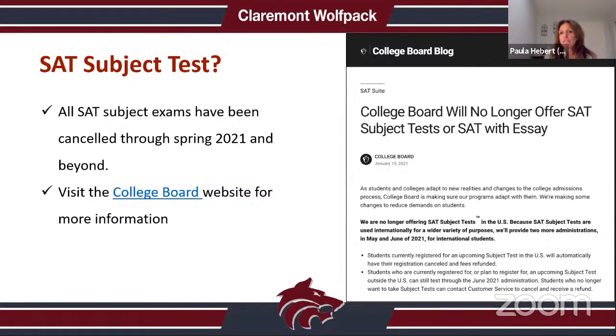SAT subject tests were also admission tests, not widely required, but recently the College Board, the people that offer the SAT subject test, discontinued it, effective immediately. So the SAT subject tests are gone. So you don't need to worry about that anymore. But if you have older siblings or older friends that talked about it, just know that it has gone away, effective this spring.